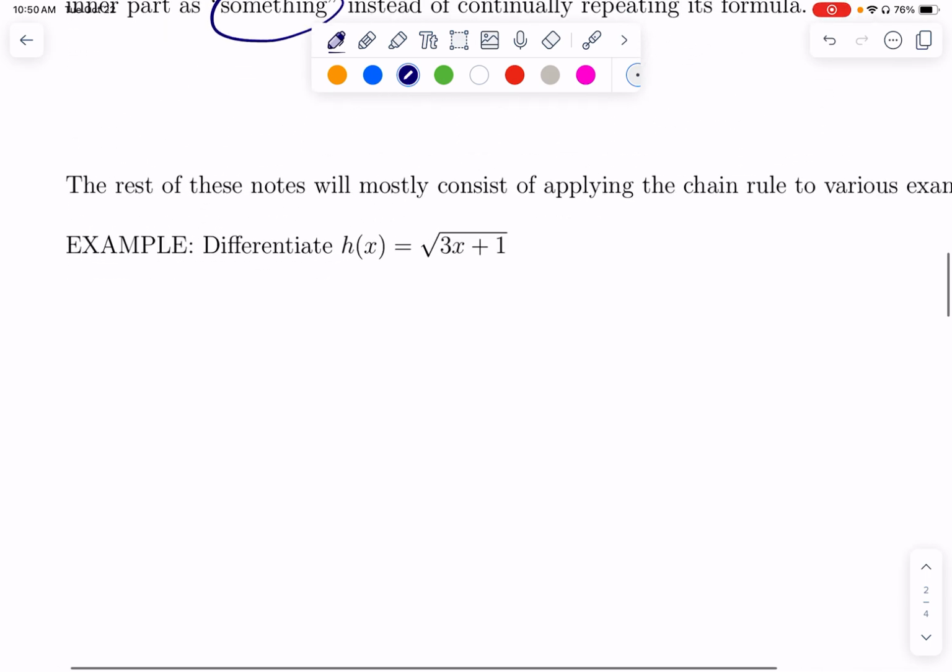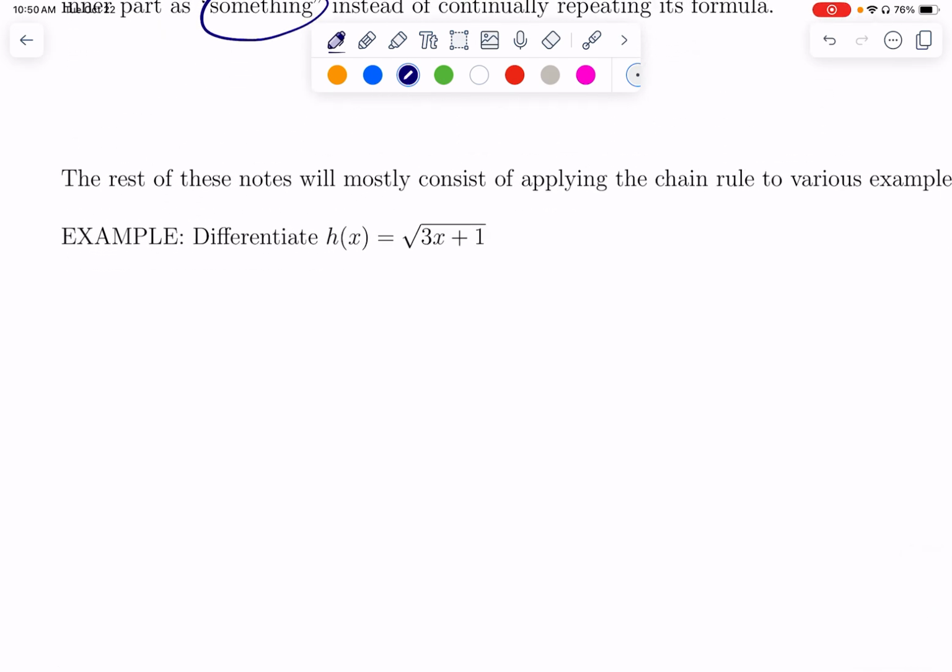So here's the one that motivated us. Let's differentiate this function. h of x is the square root of 3x plus 1. The first thing I want you to do is look at this expression and try to identify what operation we are doing on the inside, basically doing first if we had to plug in a number. And then what are we doing afterwards? What are we doing last to get our final answer?